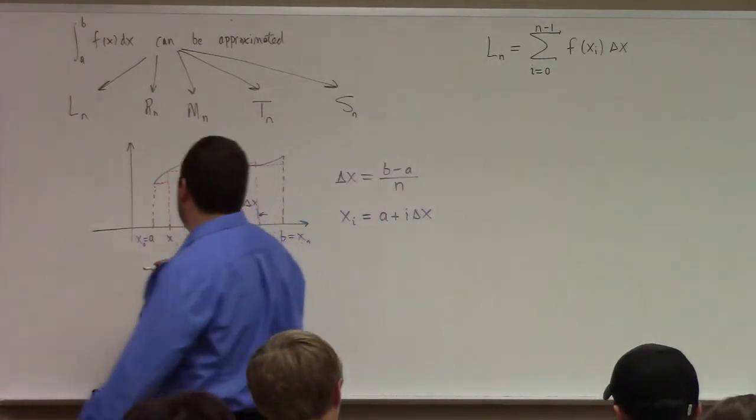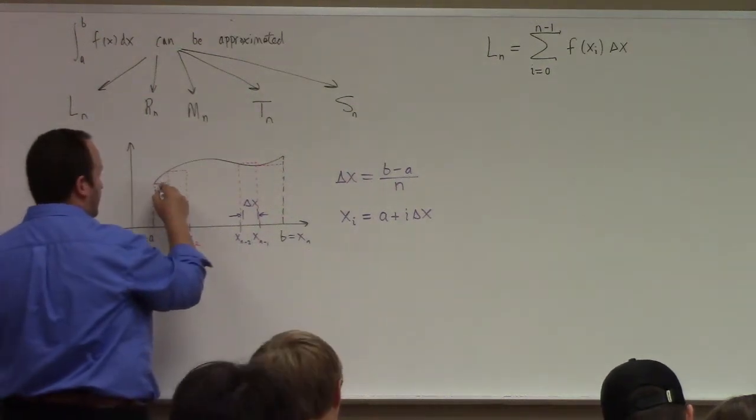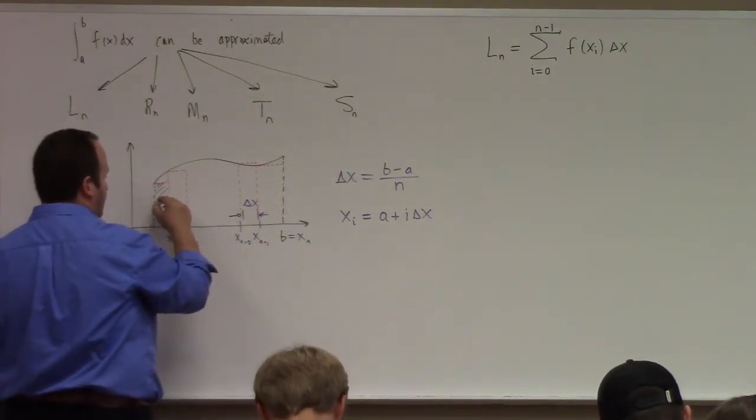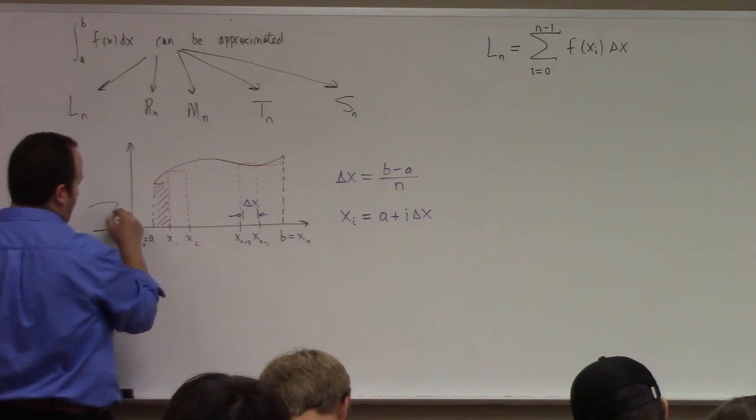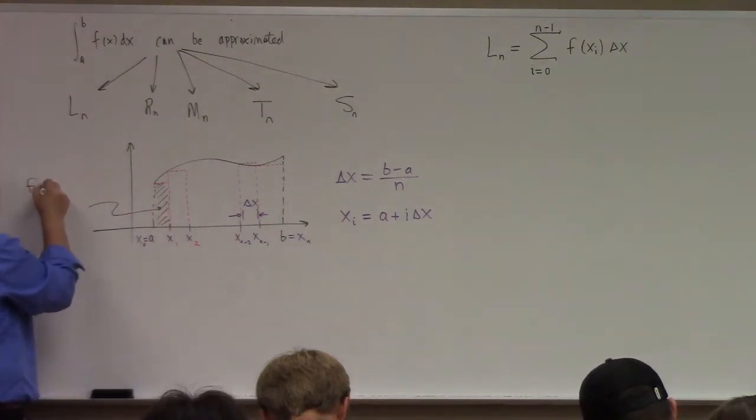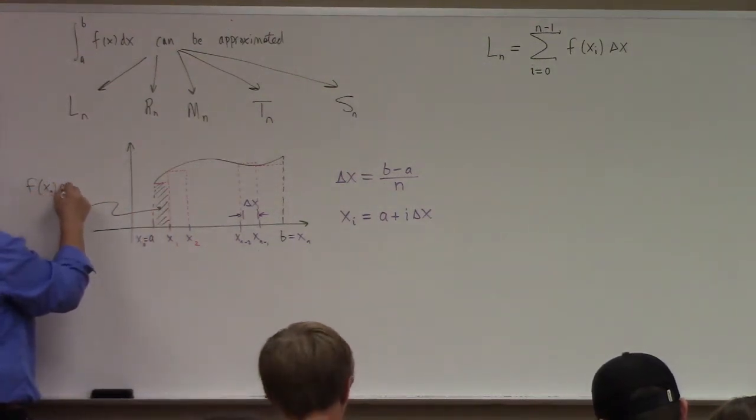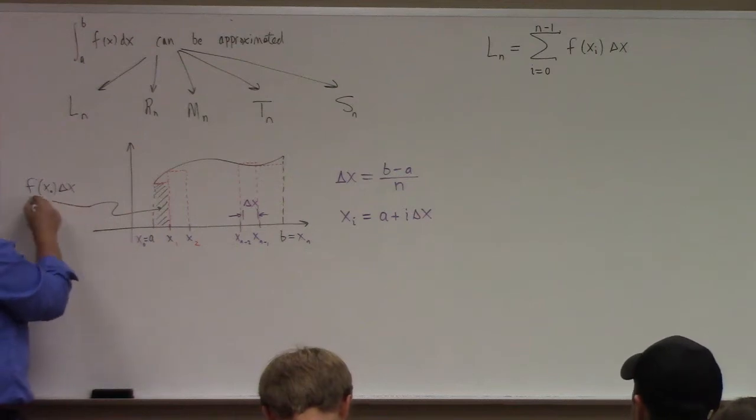So like the area of this first guy right here, what's this area? That would be f of x naught times delta x. That's that area, right?